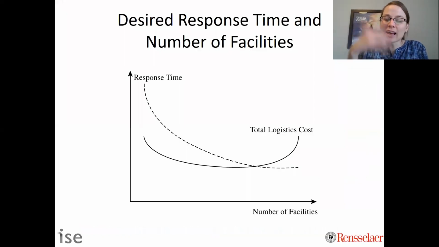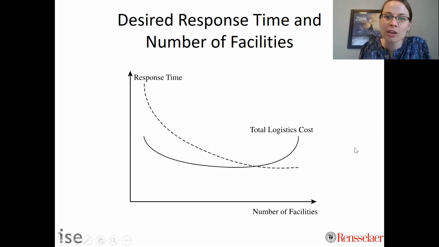All right, so as motivation, what does this all mean? The main takeaway is, if you think about the x-axis as the number of facilities, as the number of facilities gets bigger, our response time goes down, okay? So as we have more of them, we get closer to the customer, we can be faster. That hopefully makes sense. As the number of facilities increases, we get this bathtub-shaped total logistics cost, okay? We will dig deeper into why we get this bathtub curve for total logistics cost.